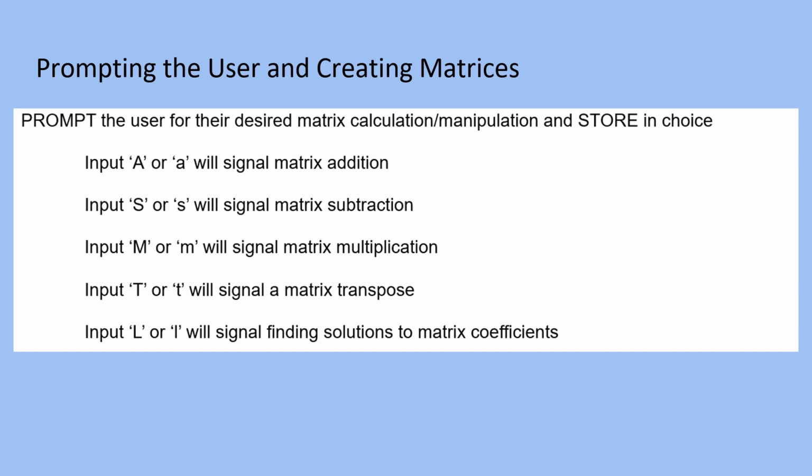Now we will prompt the user and create the matrices. I'll prompt the user for the desired matrix calculation/manipulation and store in choice. An input of A will signal matrix addition, an input of S will signal matrix subtraction, an input of M will signal matrix multiplication, an input of T will signal a matrix transpose, and an input of L will signal finding solutions to matrix coefficients.